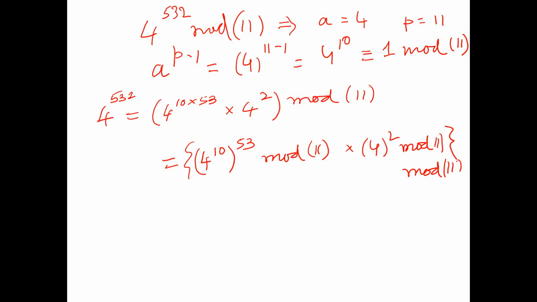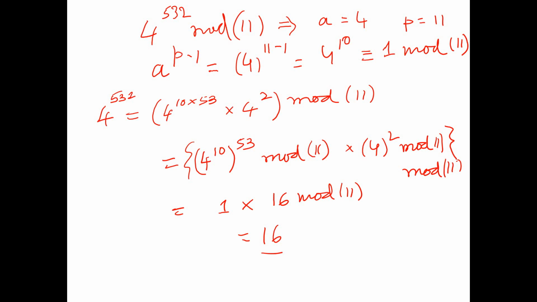This whole thing is nothing but 1 multiplied by 16 mod 11. 4 square is 16, 16 mod 11. Now 16 mod 11 is very simple. So we can say the final answer is 6. If you are not using this formula, you are not going to calculate properly. Correct?